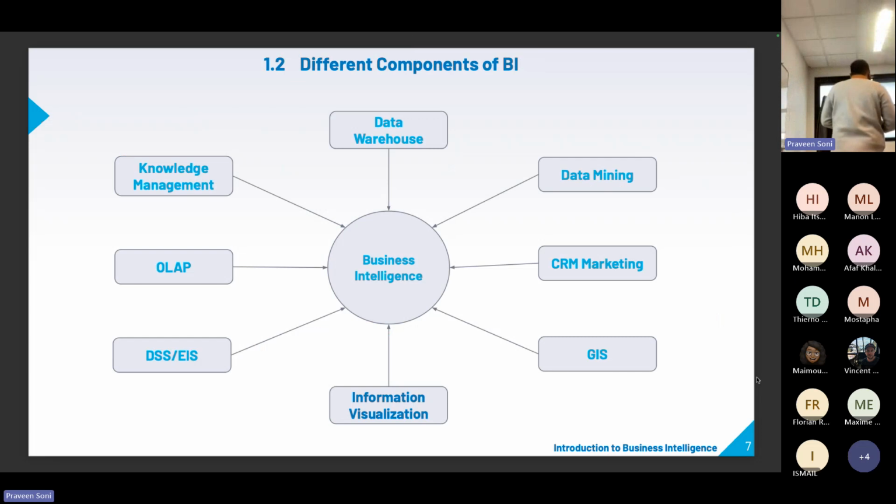Business intelligence has different components, and information visualization is one of them. Let me tell you a little bit about business intelligence. When we are visualizing the data, the task of information visualization is done. Now, whether you are making sense from the visualization or not is known as business intelligence.